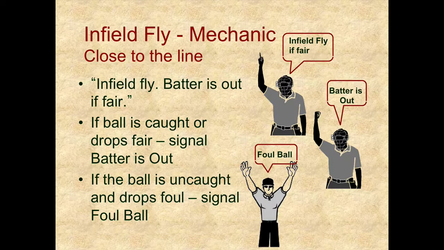Then, if the ball is simply caught or falls to the ground fair, the umpire calls the batter out as before. If the ball is uncaught and drops to the ground as a foul ball, the umpire calls foul ball and the batter returns to the plate.